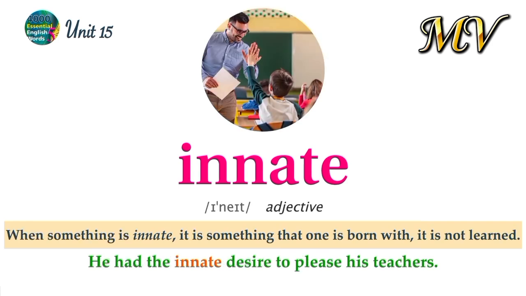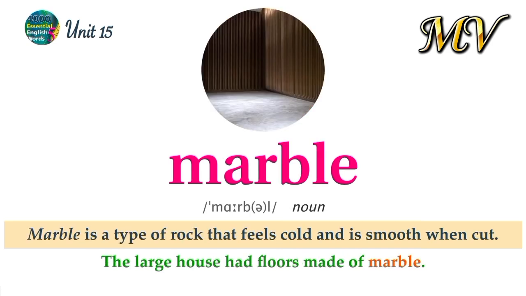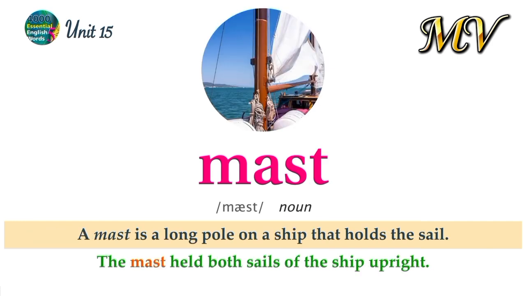Innate. When something is innate, it is something that one is born with. It is not learned. He had the innate desire to please his teachers. Marble. Marble is a type of rock that feels cold and is smooth when cut. The large house had floors made of marble. Mast. A mast is a long pole on a ship that holds the sail. The mast held both sails of the ship upright.